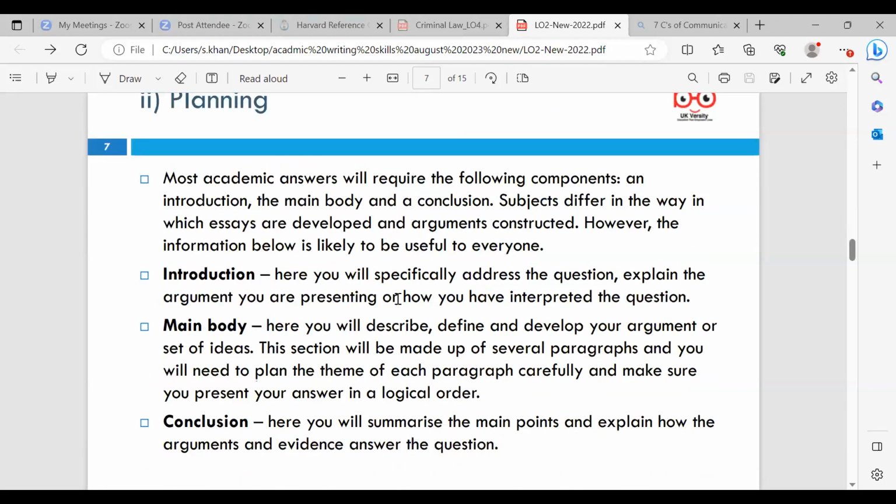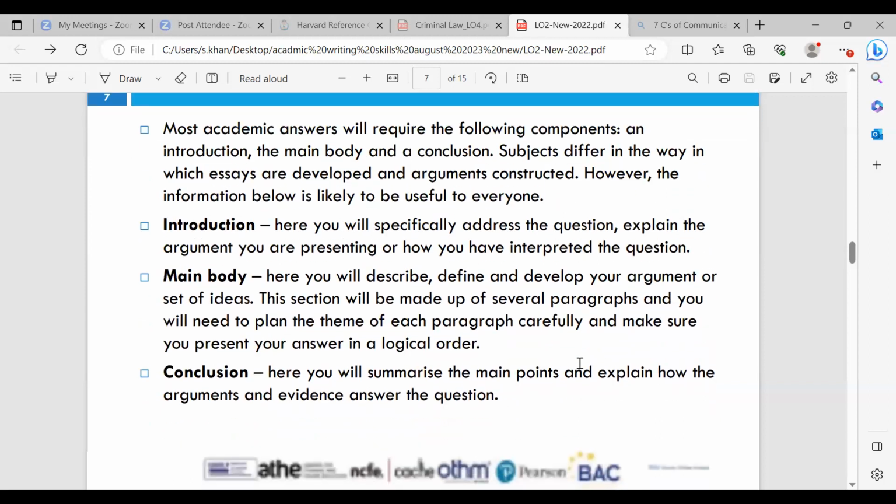So planning. Most academic answers will require the following components: an introduction, the main body, and a conclusion. Subjects differ in the way essays are developed and arguments are constructed. However, the information below is likely to be useful to everyone. So the introduction here, this is really important. You specifically address the question, and explain the argument you are presenting and how you have interpreted the question.